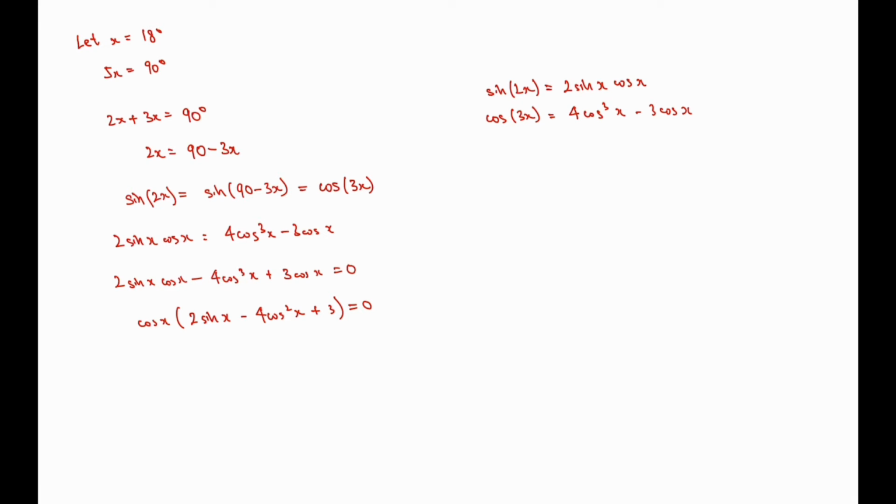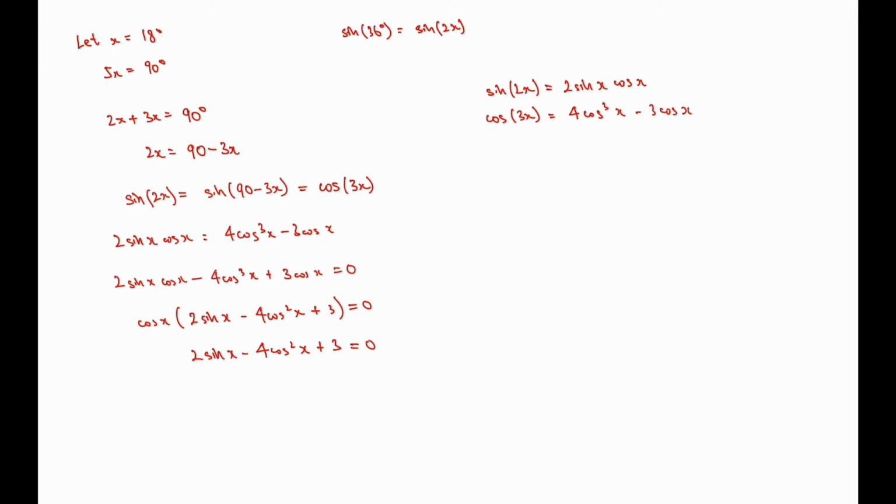Now our goal is to find sine of 36 degrees, which is equal to sine of 2x. I can divide both sides by cos of x because cos of x is actually just cos of 18 degrees, and cos of 18 degrees is not 0. So by dividing both sides by cos of x, which is cos of 18, I'm dividing by a non-zero number, which is perfectly legal. So I get 2 sine of x minus 4 cos squared of x plus 3 is equal to 0.